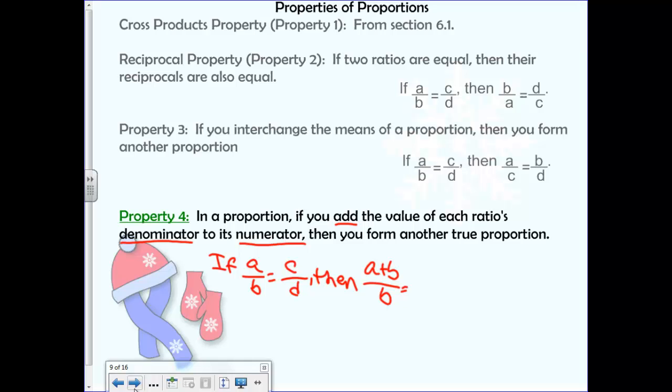So what's in the denominator, we add to the top, so A plus B over B equals C. It's still C over D. So take from this denominator, C plus D over D.